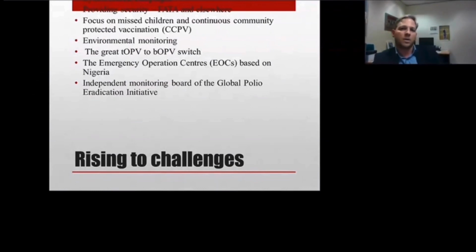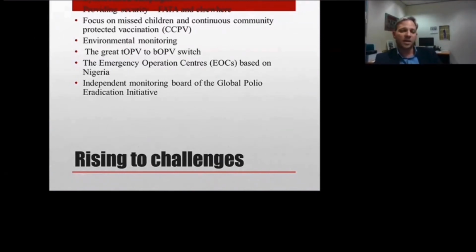So some of the ways that they've responded to these challenges, I talked about EOCs. But continuous community protected vaccination is more of that switch from annual campaigns or twice annual campaigns to, guess what, we're going to have polio vaccination available at a community level on any day that anyone is able to access it. So that's been a big shift.